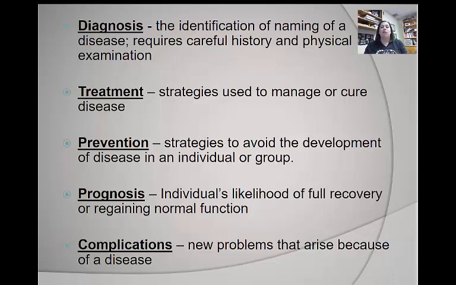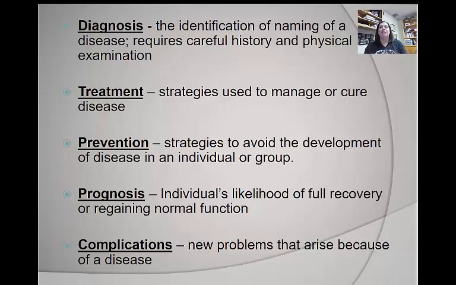Once we know what they've got going on, we can do treatment, which are strategies used to manage or cure the disease. We also, once we learn about certain diseases and continue to study them, can work on strategies to prevent them, and this is what we call prevention. Some preventative measures are things like getting certain checkups regularly, like pap smears for females, or mammograms, or colonoscopies. Those all can be things that can help with prevention. Prognosis.